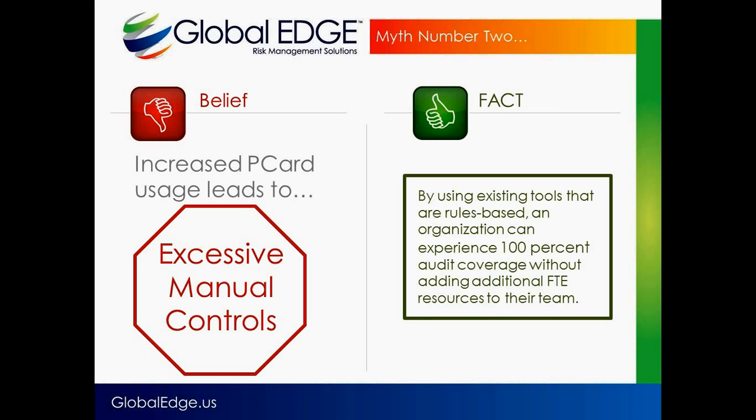So myth number 2, excessive manual controls. My response initially is going to be somewhat the same. That could be the case if you don't have the appropriate systemic controls in place based on your organization's usage requirements. What I mean by that is, if you don't have a rules-based engine that can go and look at each transaction, you would have to audit transactions on a manual basis. And what we typically find is that anywhere from 3 to 5% of transactions might be audited, or it's a random sampling of, say, 100.